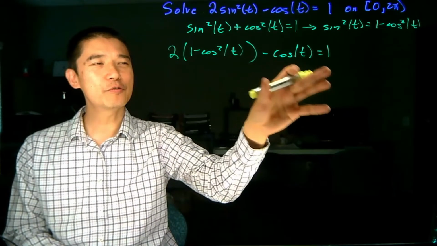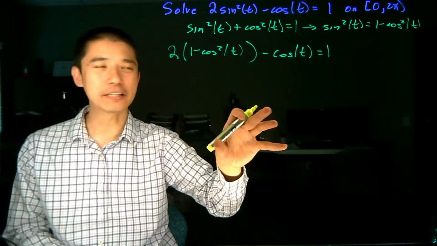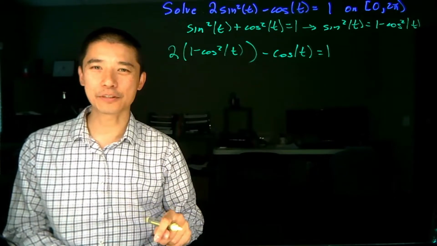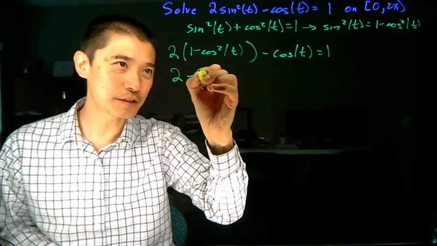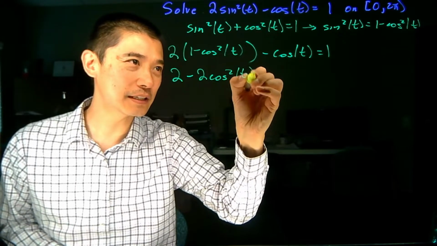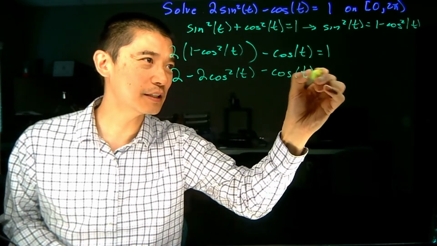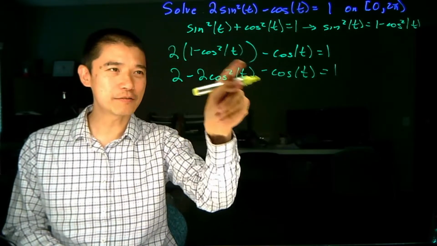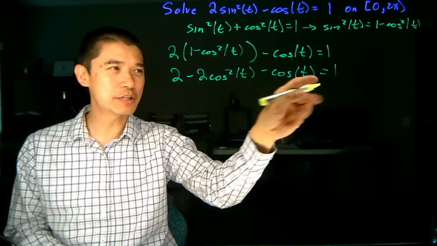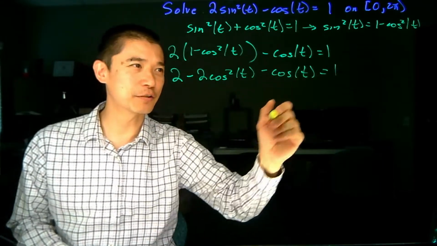But we need to move towards trying to look at some sort of factoring technique. And so we need to get the right-hand side equal to 0 so that we can use the zero product property. We'll first distribute: 2 minus 2 cosine squared t minus cosine of t equals 1. Typically, we want the cosine squared term, the square term, to be positive. So we can either multiply by -1 or just move everything to the right-hand side, which is what I'm going to do here.